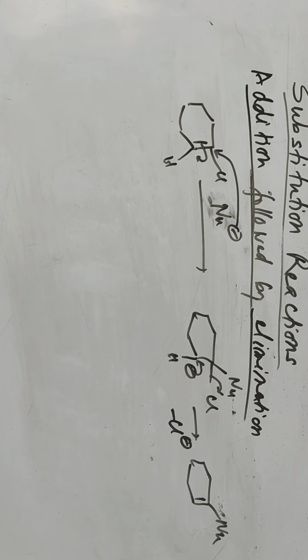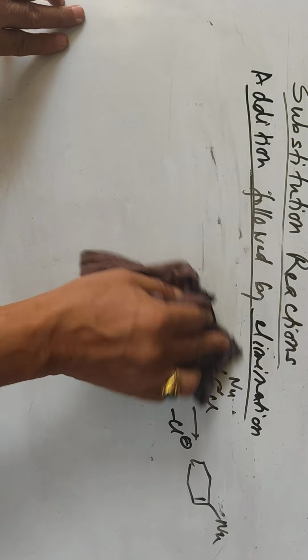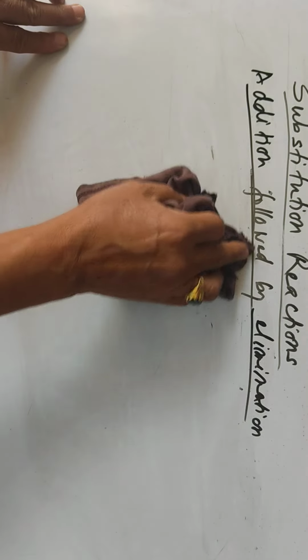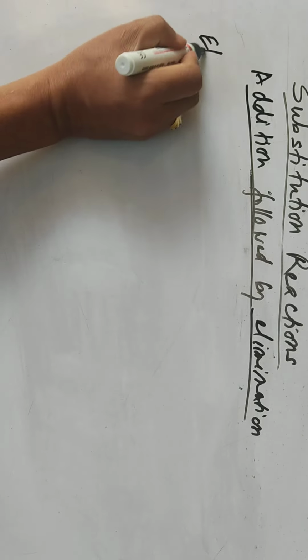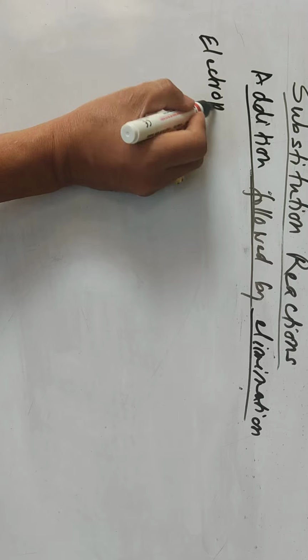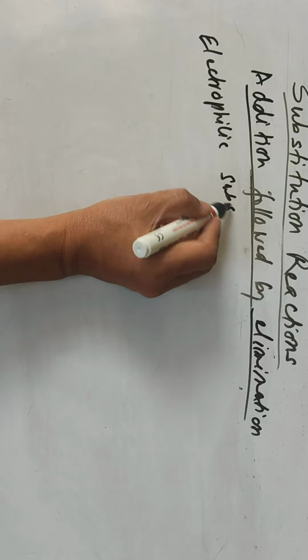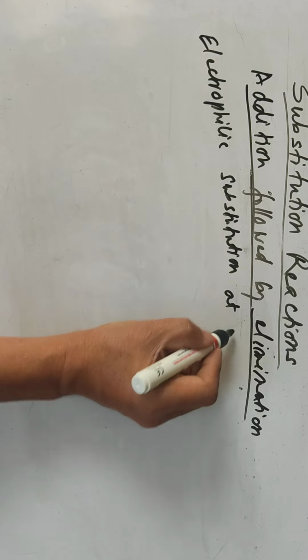This can take place mostly in nucleophilic reactions, but now we can have electrophilic systems also. Addition followed by elimination is not only for nucleophiles; we can go to electrophilic substitution reactions. It is very common in aromatic systems. Electrophilic substitution at an aromatic carbon is very common.